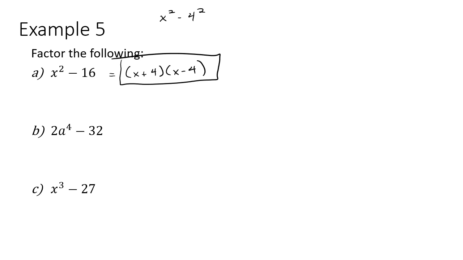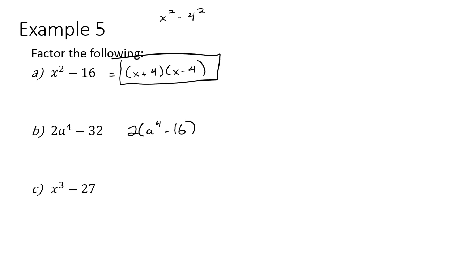Next up, we've got 2a to the fourth minus 32. So this doesn't immediately fit with any of our formulas, but there are a couple of tricks we can use to make it fit. The first is to recognize that there's a common factor between these two terms. You're supposed to start off this problem with the greatest common factor method. If you factor a 2 out of both, that would leave you with a to the fourth minus 16. Well, we just worked a problem with a minus 16. That's definitely a perfect square, but what about a to the fourth?